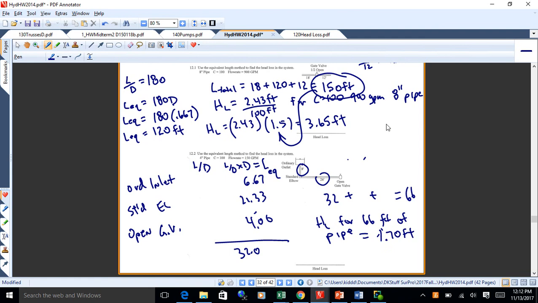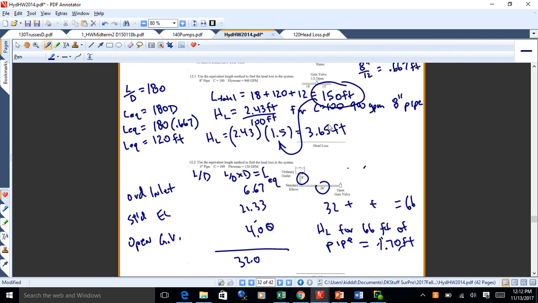So that's how I would approach that one. And we already did 12.1, so you can have a look at it. It's the same process, that'll help kind of walk you through it, okay? All right? We're doing all right? So head loss for 66 feet of pipe is what you'd find, and that's 1.70 feet. Okay. Good on that.